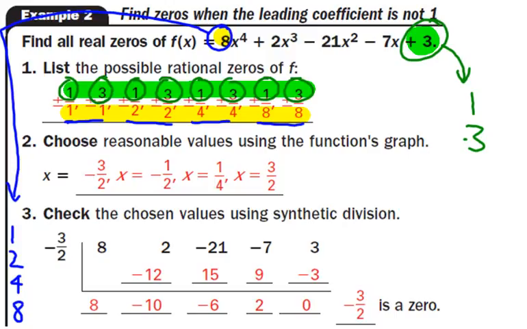So the only numbers that could be real zeros for this function are this list right here: plus or minus 1, plus or minus 3, plus or minus 1/2, plus or minus 3/2, which is 1 1/2, plus or minus 1/4, plus or minus 3/4, plus or minus 1/8, plus or minus 3/8. What I've got to do is test until I find one of these numbers that gives me a remainder of 0. Once I find that, I'm going to be able to factor that term out and then use what I know to find the other factors.